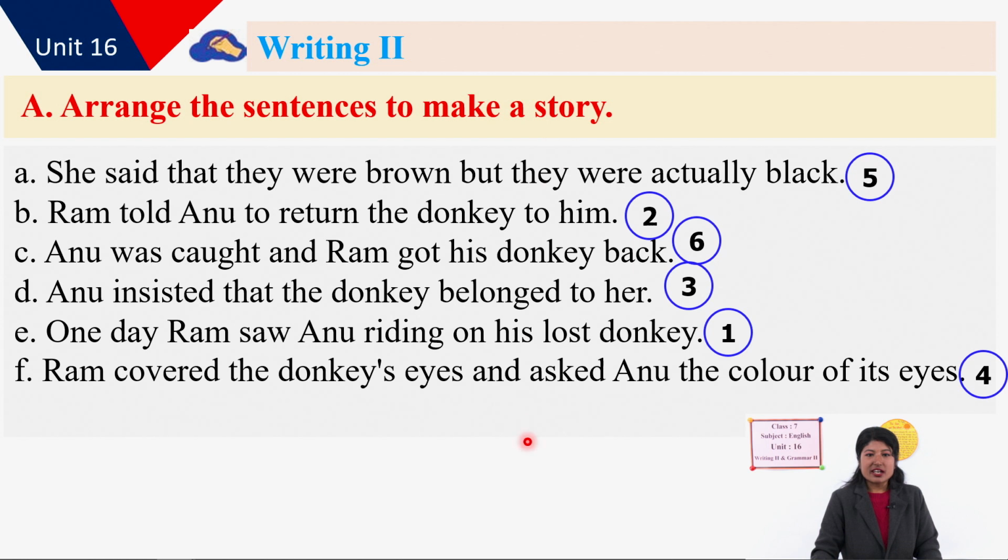So we have rearranged these statements. Now it is a short story. You can write it in a paragraph. Join the events, like you begin with: one day Ram saw Anu riding on his lost donkey, and then Ram told Anu to return the donkey to him. But what happened? Anu insisted the donkey belonged to her. Likewise, join all these events and it forms a story. And finally, you can give a suitable title for that story as well. This is activity A, to form a story.